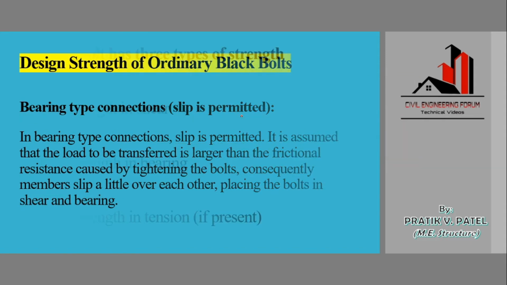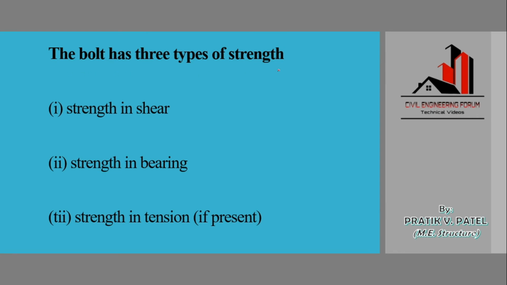Then we have the bolt has three types of strength. See, talking about the types of strength, we have three different types of strength in a bolt. That is shear strength, bearing strength or tensile strength if present. See, it is not that each and every time tension is present in the bolted connection, but these two things are always there, shear and bearing. So next we'll see how can we calculate these three and what is the importance of these three. But in this lecture we'll just talk about strength in shear. What is the strength of bolt in shear and its calculation?